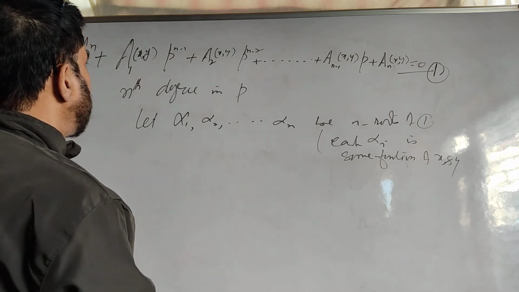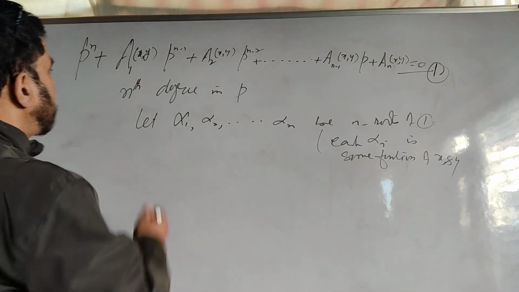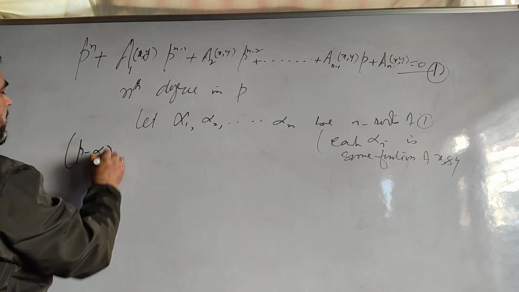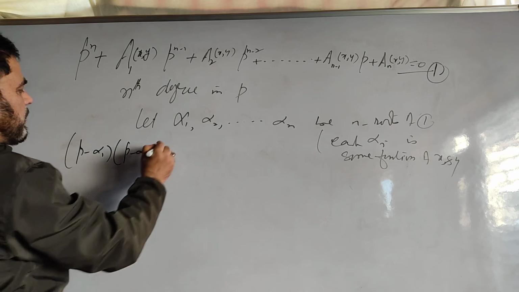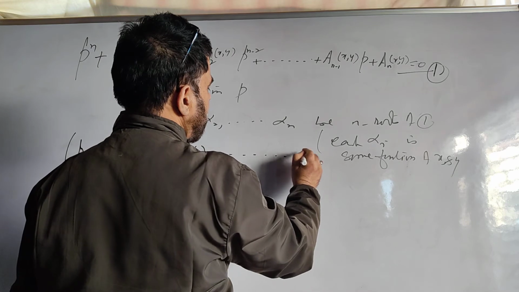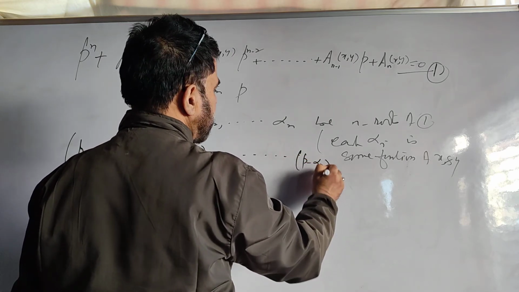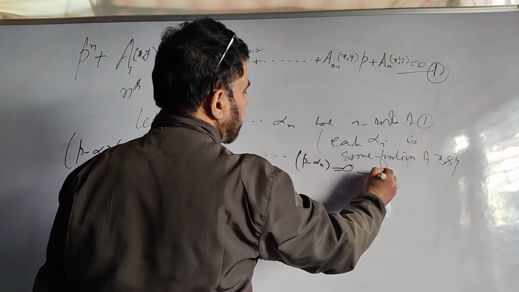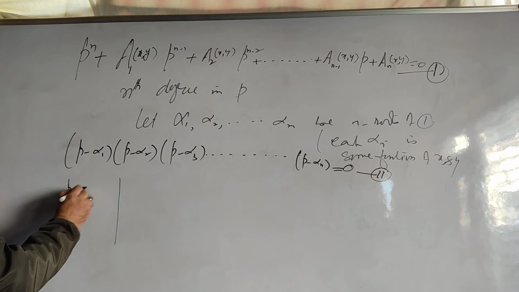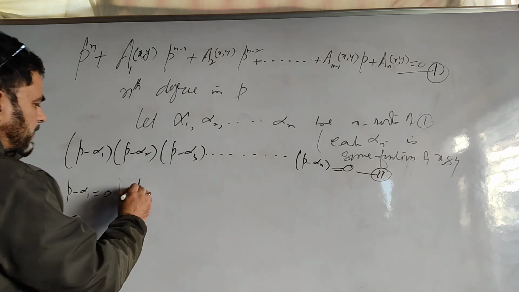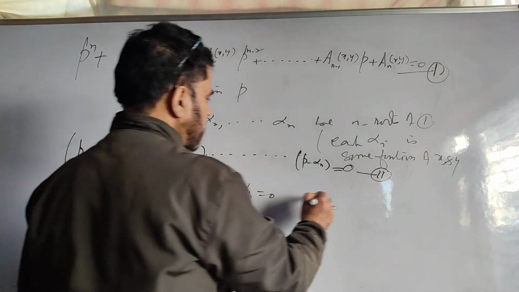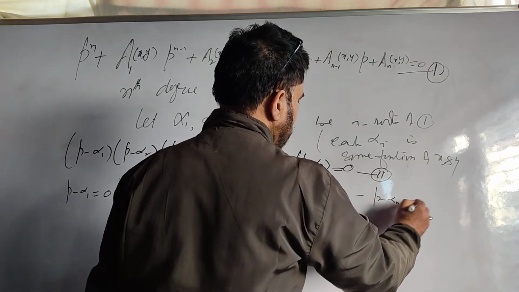Well, what you do is you can write it as factors. You have it as factors (p minus alpha 1)(p minus alpha 2)(p minus alpha 3) up to (p minus alpha n) is equal to 0. These are the factors of this equation. Now when you take separately equal to 0, it is p minus alpha 1 equal to 0, p minus alpha 2 is equal to 0, p minus alpha 3 is equal to 0, and so on to p minus alpha n equal to 0.